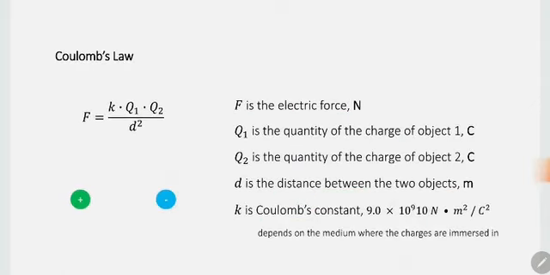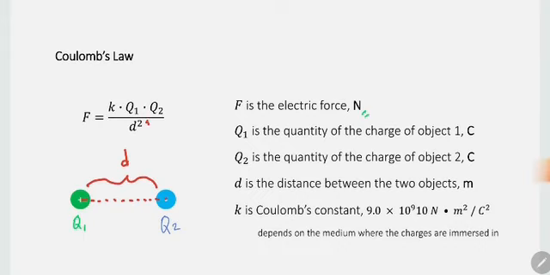So again, F, electric force, newtons. Q1 is the quantity of charge of object 1. So this is Q1. You can find that here. That's in coulombs. How many coulombs? This is Q2. This is the distance between them. So this is my D. Square pa yun eh. Ano yung ibig sabihin ng K?